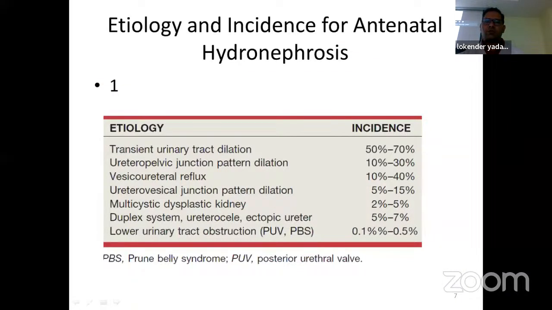Regarding the etiology, transient urinary tract dilatation has an incidence of about 50 to 70%. UPJ obstruction is about 10 to 30%. Megaureter is seen in 10 to 40%, and UVJ pattern dilatation is seen in 5 to 15%. Lower urinary tract obstruction, like posterior urethral valves and that seen in prune belly syndrome, is seen in a smaller number of cases, with an incidence of about 0.1 to 0.5%.